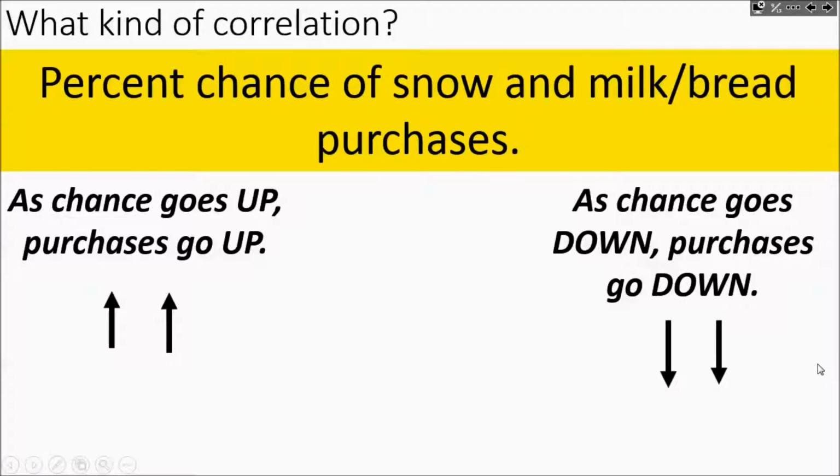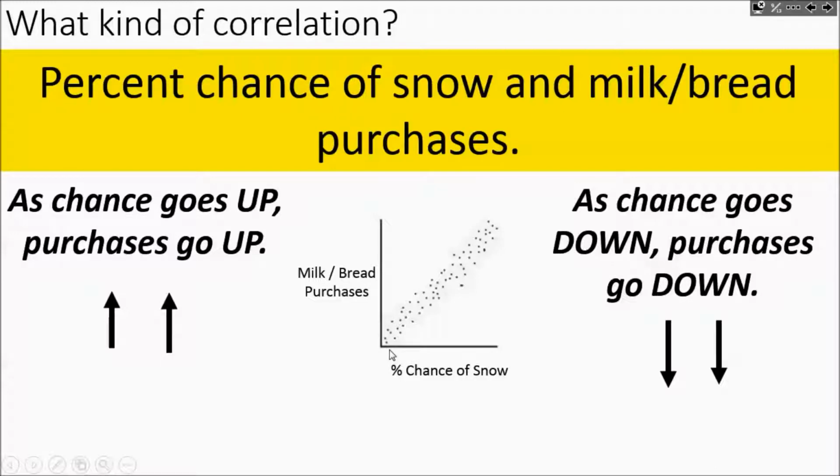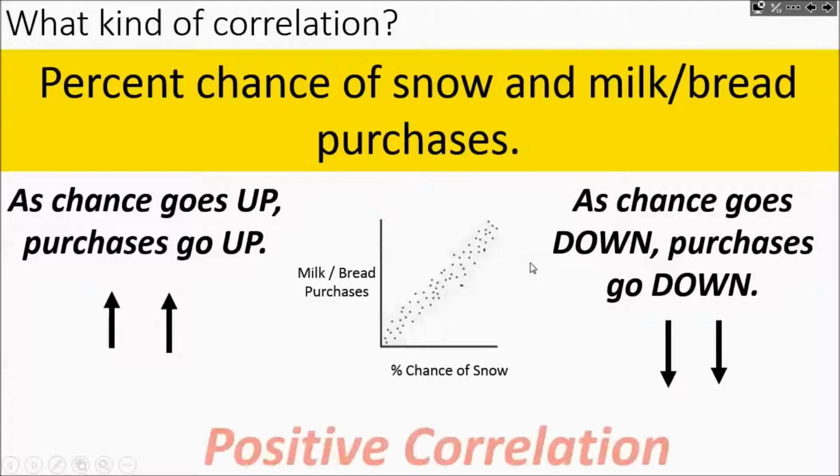So they both go down. So they're going in the same direction. As the percent chance of snow goes higher, there's more milk and bread purchases. So it's a positive correlation. People like their milk and bread on snowy days. I don't know. All right.